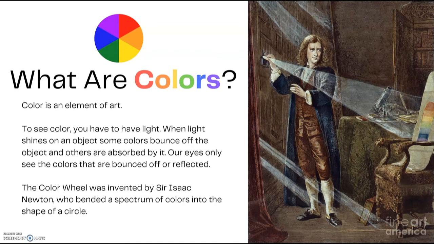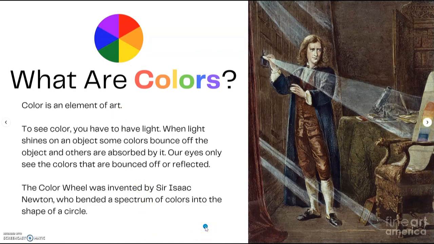Now, what is a color wheel? A color wheel was invented by Sir Isaac Newton, and here he is on the right. And you can see that he found that light bounced off an object created the spectrum of colors. And when he bent the spectrum of colors into the shape of a circle, like this, he created this color wheel.